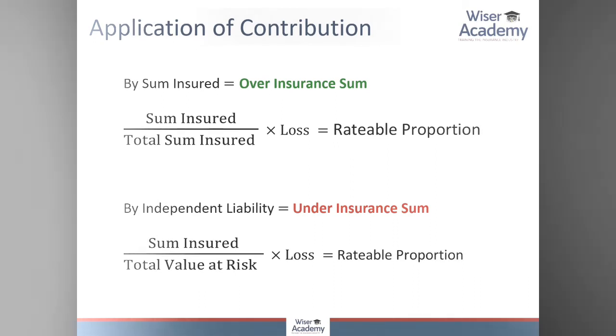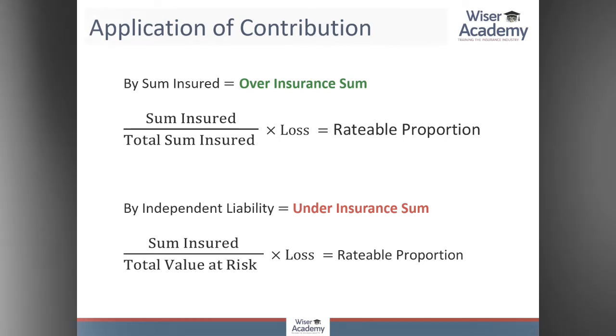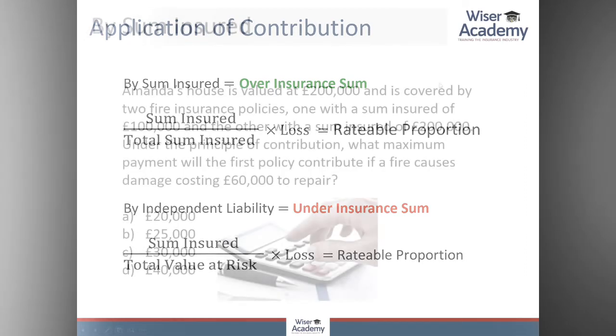And the sum down the bottom that they call by independent liability, in my experience, has been more commonly used when there are still many insurers, but the customer is underinsured. So we have these two separate sums.